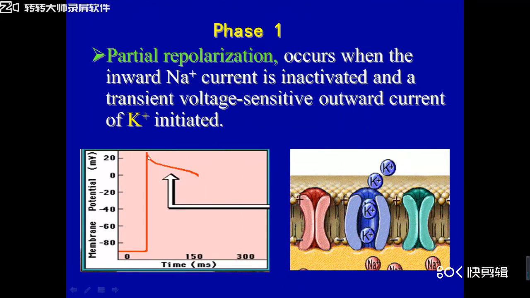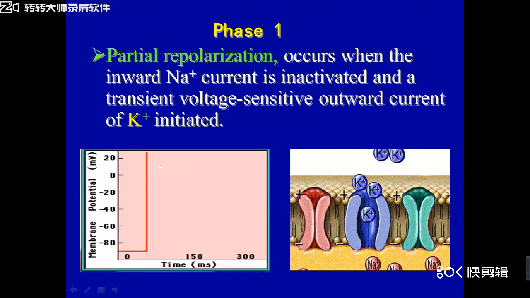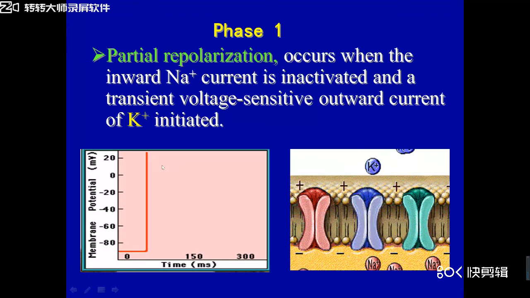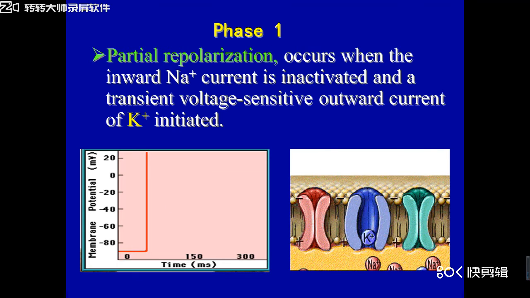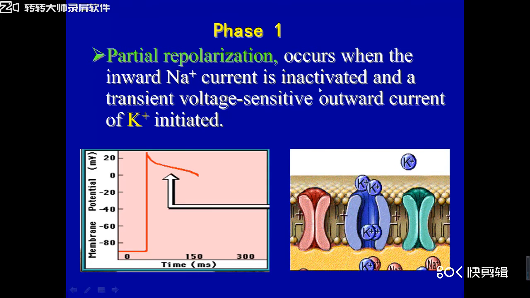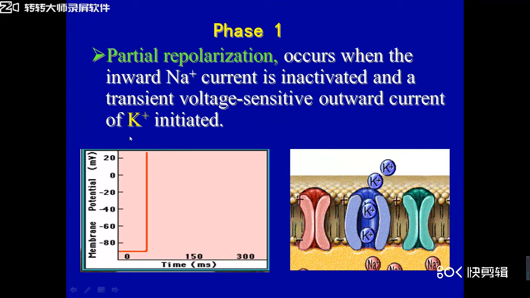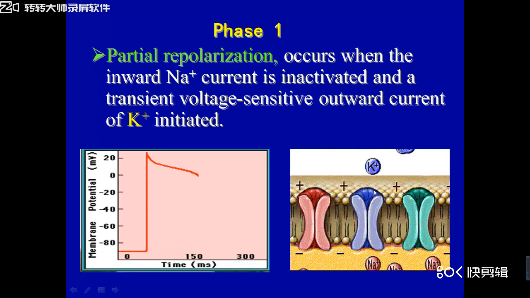This period is phase 1. Phase 1 is the partial repolarization. It occurs when the inward sodium current is inactivated and a transient voltage-sensitive outward current of potassium is initiated. Thus, from the definition, we have known that except for the sodium channel, another major channel is the potassium channel. Potassium flows out. It is the major channel in phase 1.